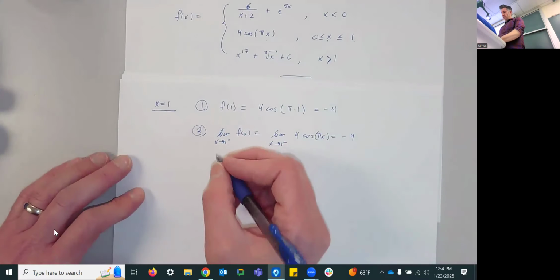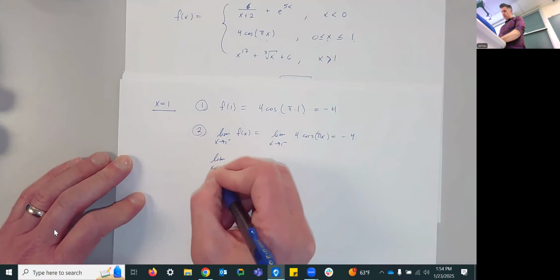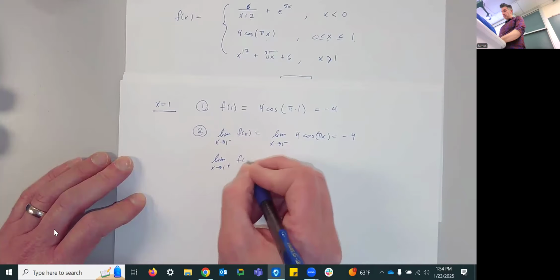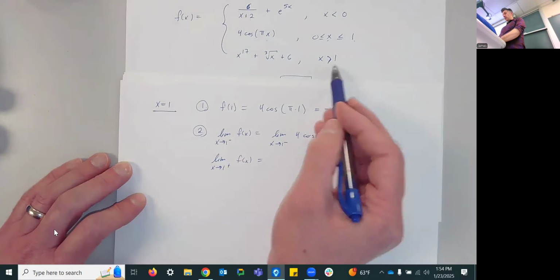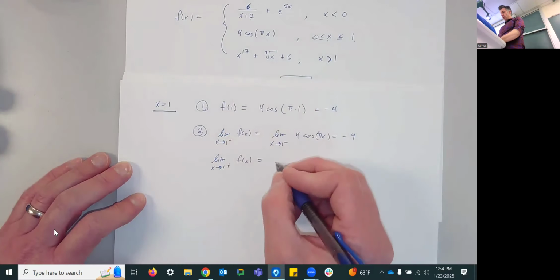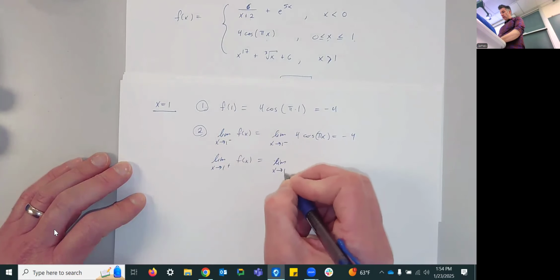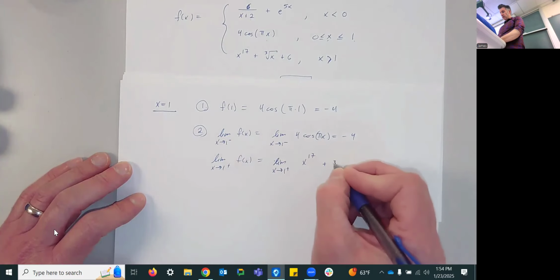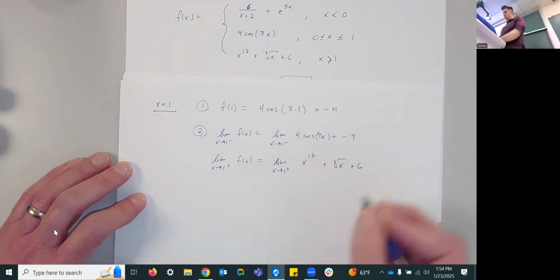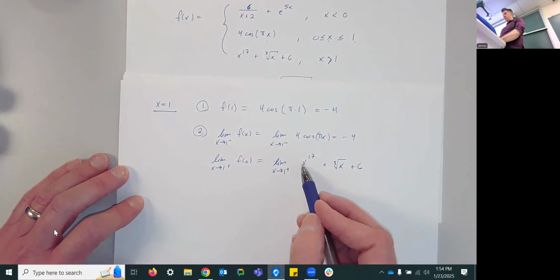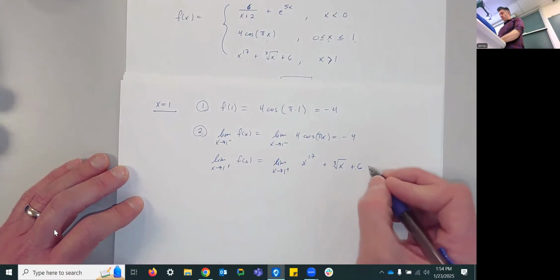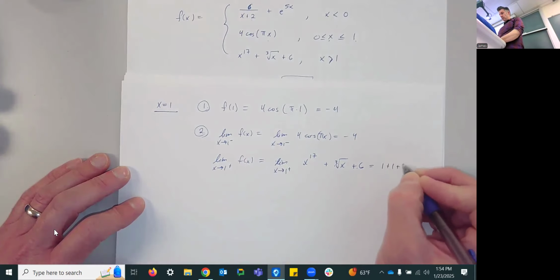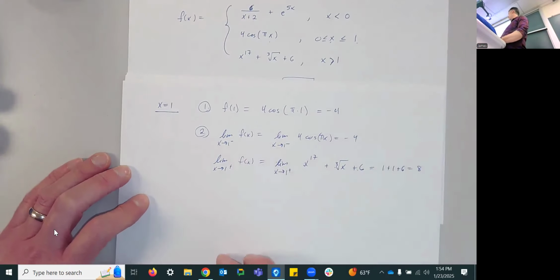On the other side, the limit as x approaches 1 from the right of f of x. So now we're using this last piece of the function. So we're going to get the limit as x approaches 1 from the right of x to the 17th plus the cube root of x plus 6. And if we plug in 1, we get 1 to the 17th plus the cube root of 1 plus 6, which is 1 plus 1 plus 6, which is 8. Which is for sure not equal to -4.